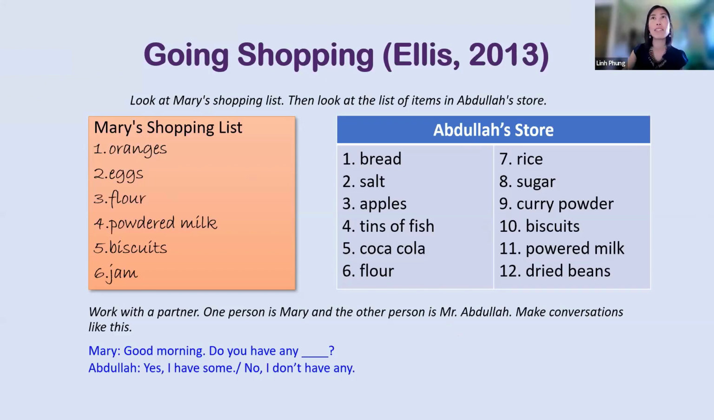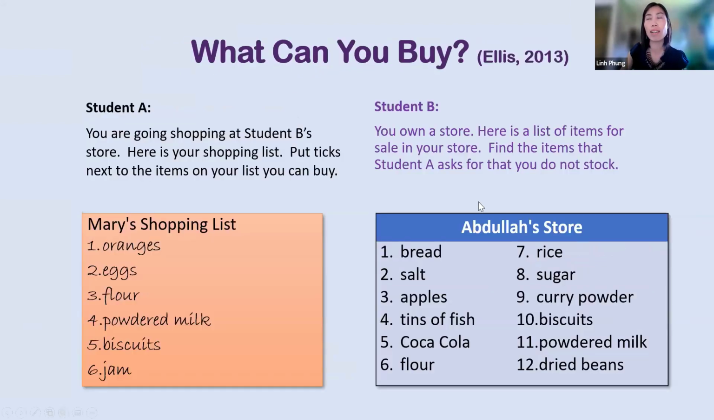Let's compare with this version. You can change it a little bit, and this will be a task. So let's compare. Students are going to work in pairs, right? There's student A and student B. Student A, you are going shopping at student B's store. Here is your shopping list.